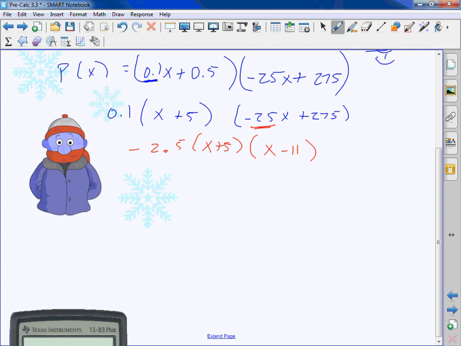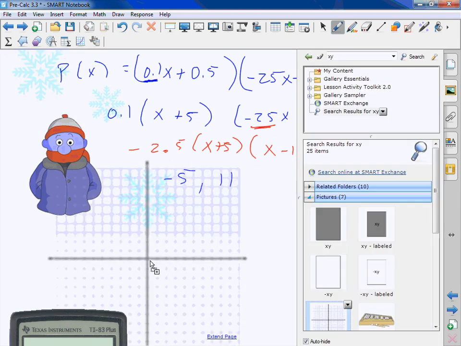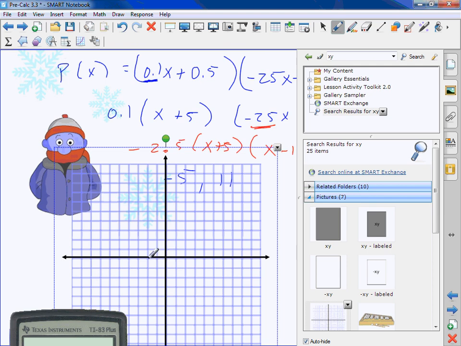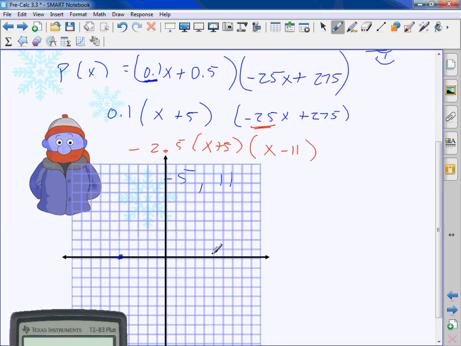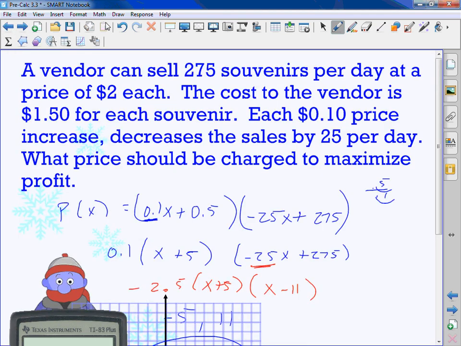So what are my X-intercepts? My X-intercepts are negative 5 and 11. So if I think of my graph this way, I know it crosses at negative 5 and it crosses at 11, and my graph goes like this. What's going to be my best price? Maximum, which would be my vertex.